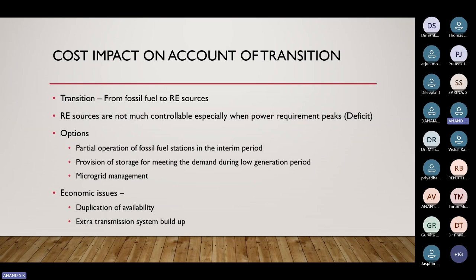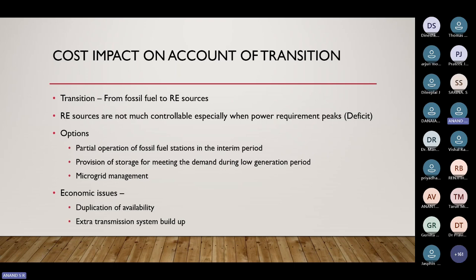And again, with solar, if you are going for rooftop solar, then the requirement of the transmission system during daytime will be much less compared to the requirement of the transmission system during non-solar hours. So this is creating another issue.